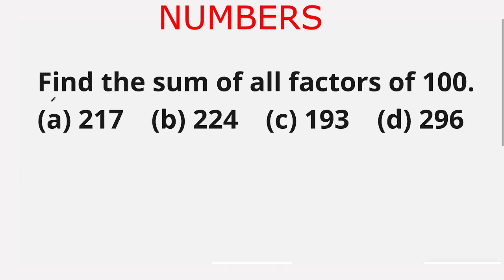Our question is, find the sum of all factors of 100. The given options are option A 217, option B 224, option C 193, option D 296.